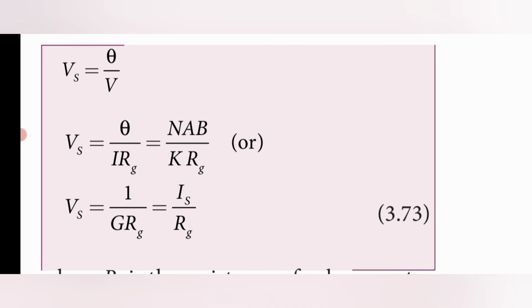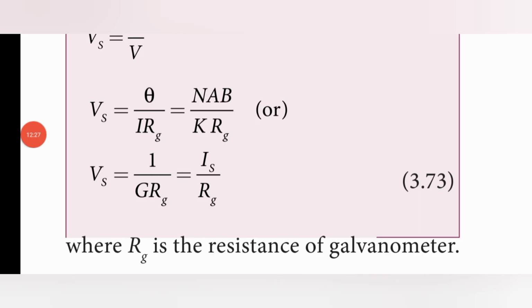Already you know that 1 by G is equal to IS, the current sensitivity. So substituting that value, Vs is equal to IS divided by RG. That means the voltage sensitivity depends on the current sensitivity and also on the resistance of the galvanometer. So that's it.